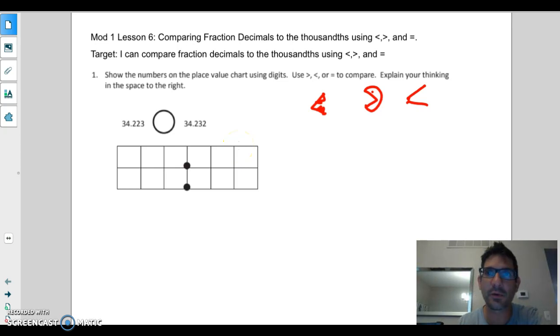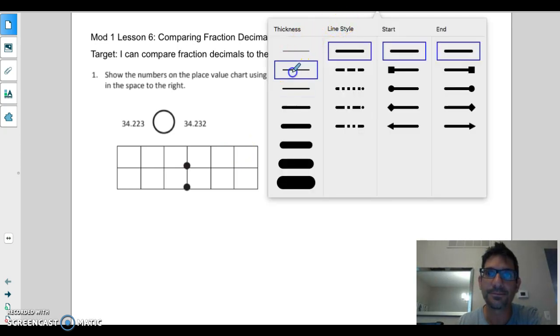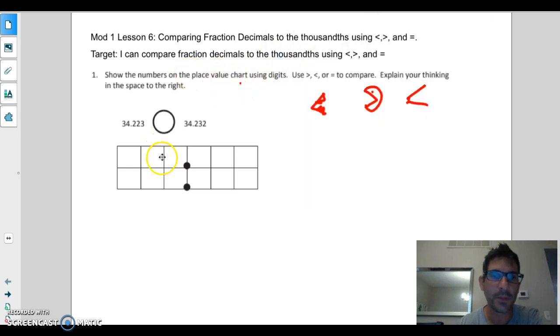Same idea as what we've done before in previous grades, so this shouldn't be anything out of the ordinary. The first thing I'm going to do is take advantage of this little place value chart that they have here. I'm going to put the 3, the 4, 2, 2, 3. Then I'm going to do the 3, the 4, 2, 3, 2. Always make sure you put the right numbers in.